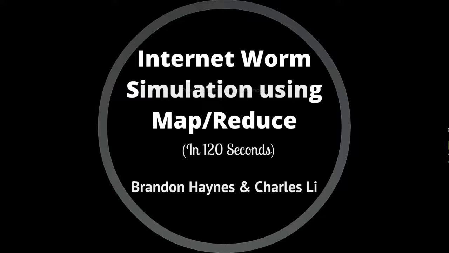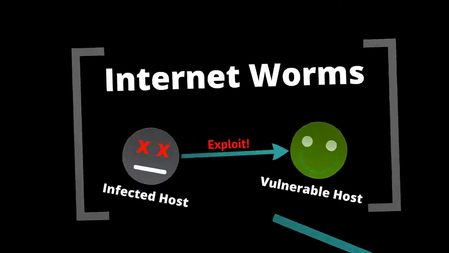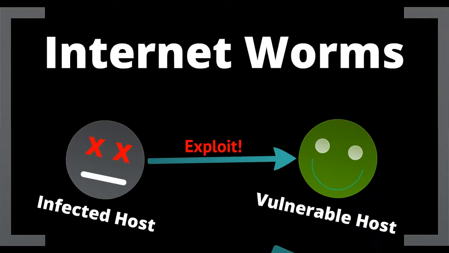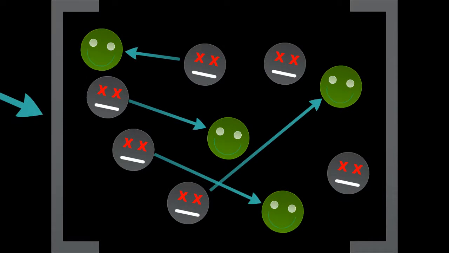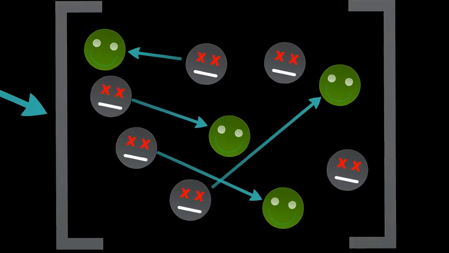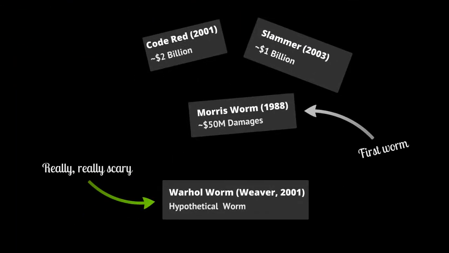My name is Brandon Haynes, and on behalf of my co-author Charles Lee, I'm here to discuss internet worm simulation using MapReduce. So worms exploit a widespread vulnerability in internet-connected machines, and they're distinguished from viruses due to their automatic propagation. There have been a handful of high-profile infections over the last decade, with damages in the billions.